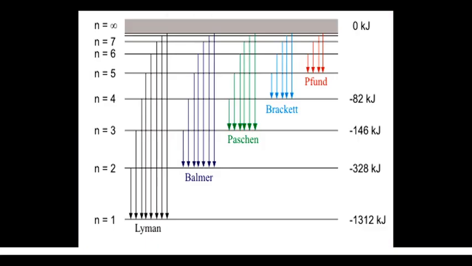Here you can see the entire spectrum of the hydrogen atom. When there is a transition to n is equal to 1, it is Lyman. Transition to n is equal to 2, it is Balmer. And n equal to 3, Paschen, n equal to 4, Brackett, n equal to 5, Pfund series. And you can see the corresponding energies of the electron in kilojoules. That is minus 1312 kilojoule, which means it is minus 13.6 electron volt also.